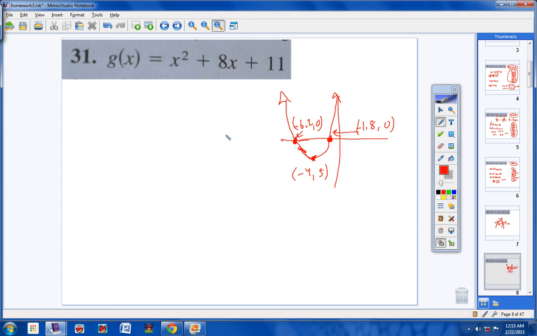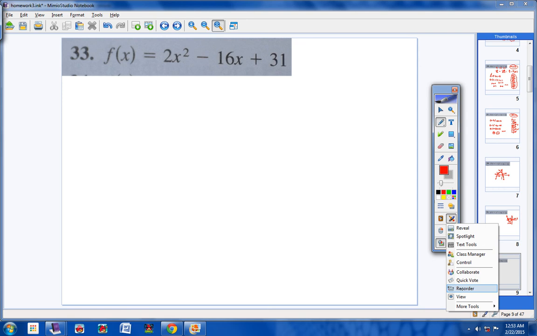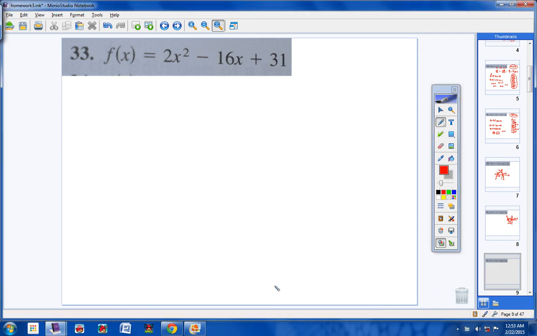Alright, let's take a look now at number 33. Okay, students, let me go to my calculator and clear out my last equation. And I'm going to enter this new equation, 2x squared minus 16x plus 31. Now I'm going to hit graph, and the graph is looking something like this. The vertex is about right here, and it comes down barely below the x-axis, and then shoots back up again. So first of all, let's find the vertex, which is right here.